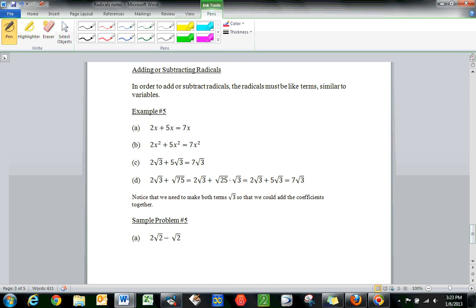Now, if you notice in example 5, I really only have radicals in a couple of the sample problems, and the reason is I want you to recognize the pattern that has taken place here.